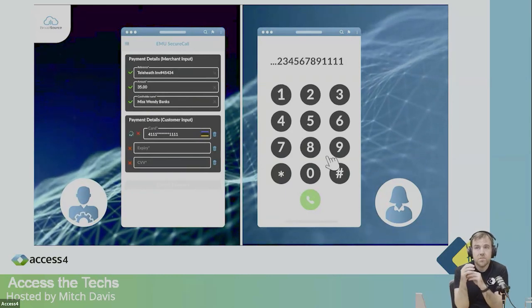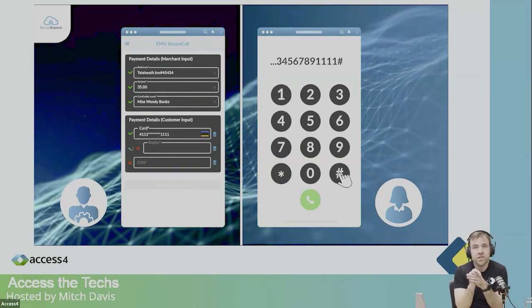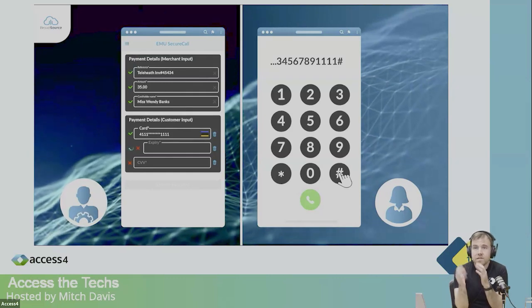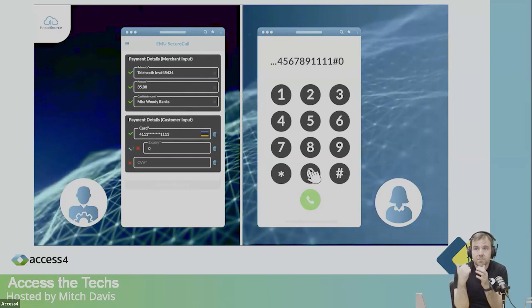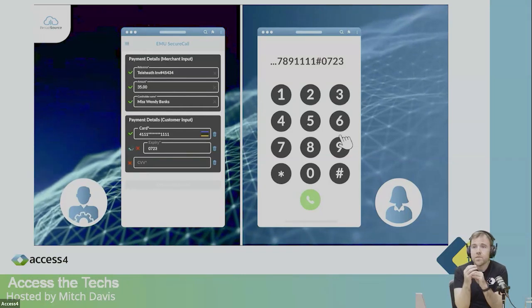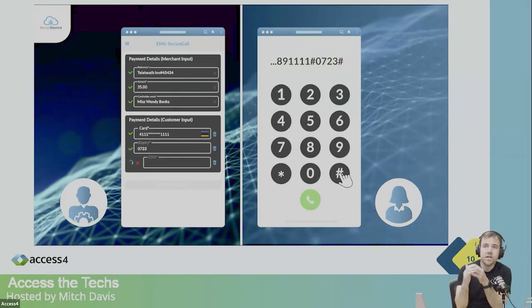Comes through in real time. Once they put it in, press hash, goes to the next field, so goes to the expiry. Same situation, put in the expiry date, press hash, goes through. The agent on the phone can see the last 4 digits.